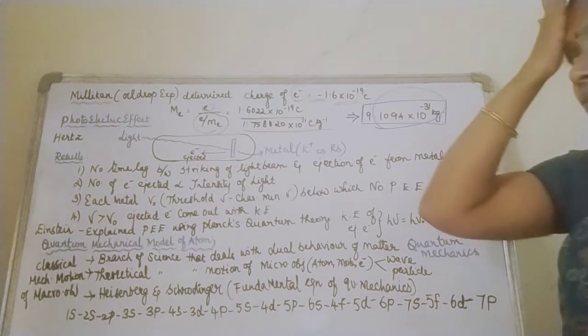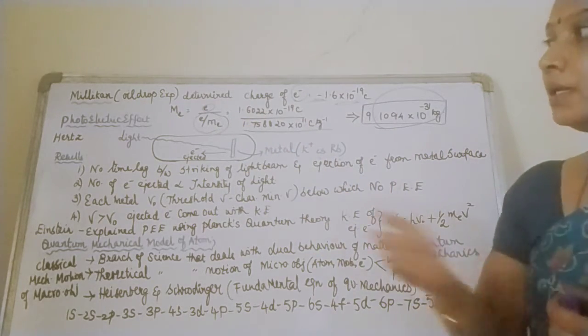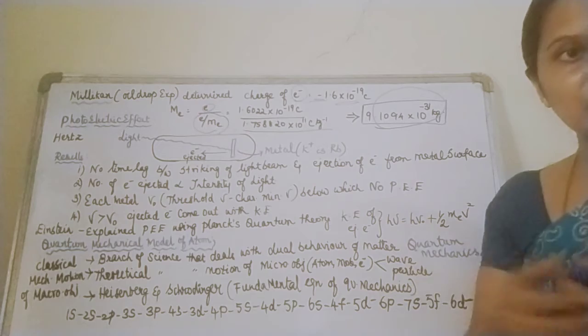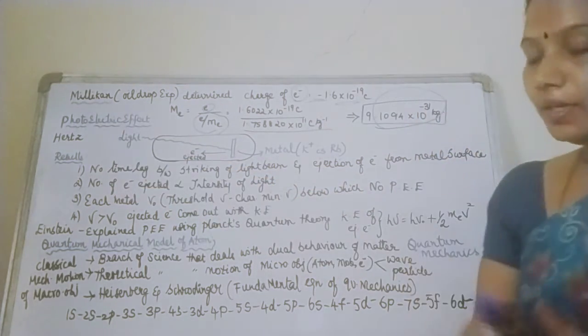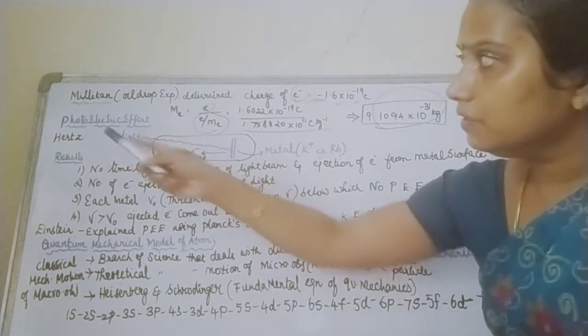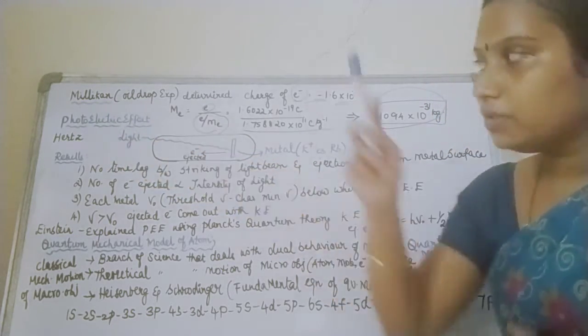Next, moving to the photoelectric effect. I have explained the photoelectric effect in one of the sessions, but these are some extra points which I want to highlight. Photoelectric effect. From the name itself we get the clue: photon, so light energy is there. Electric effect, so electrons are also involved.